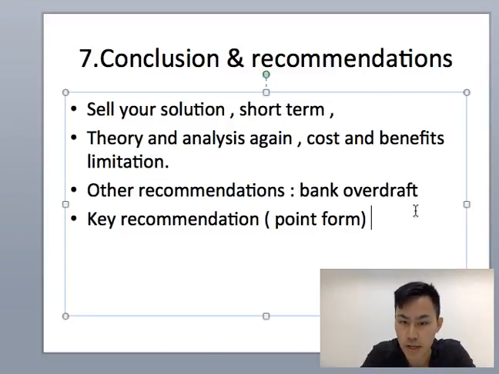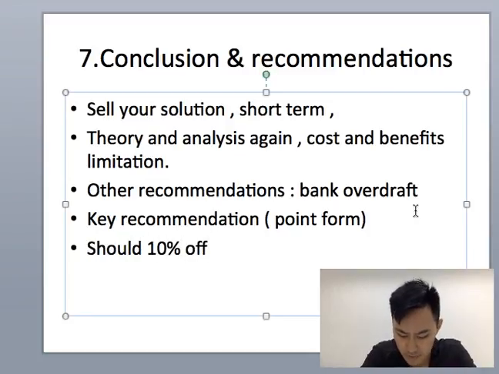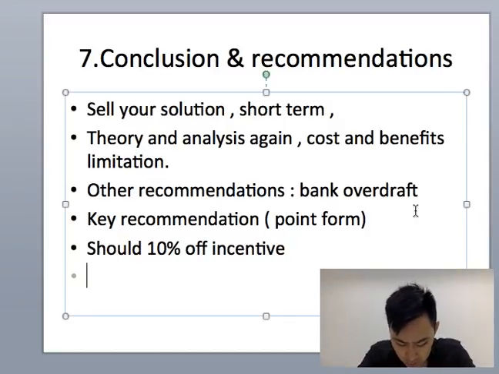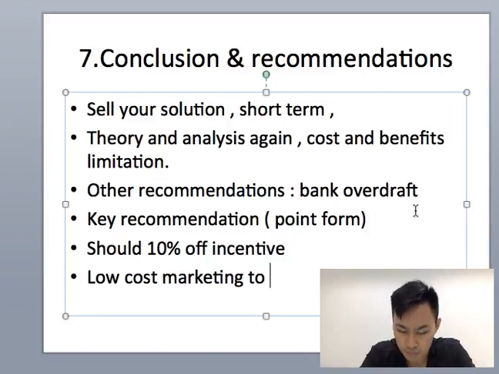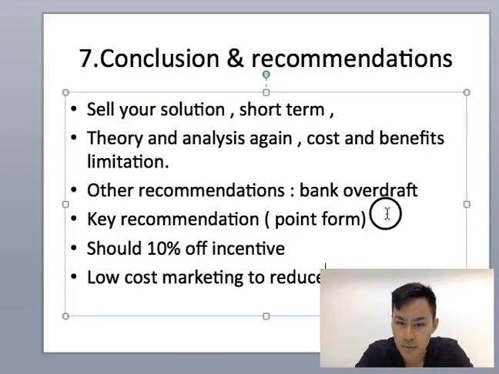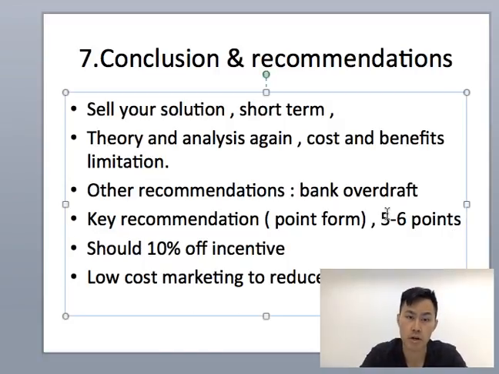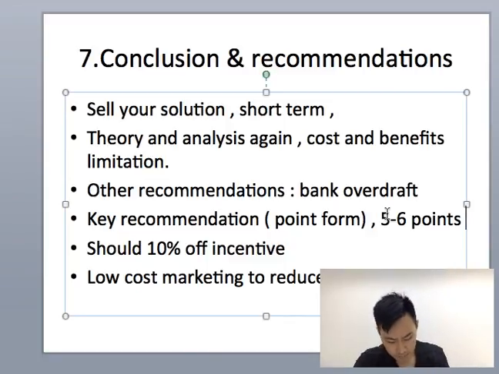So that should be specific. For example, you should provide 10% off as an incentive for early payment, right? And you can also use low cost marketing to reduce the cash outflow, right? So then basically we list out maybe 5 to 6 points as a recommendation for the company. And in that case, you can finally summarize the whole thing.